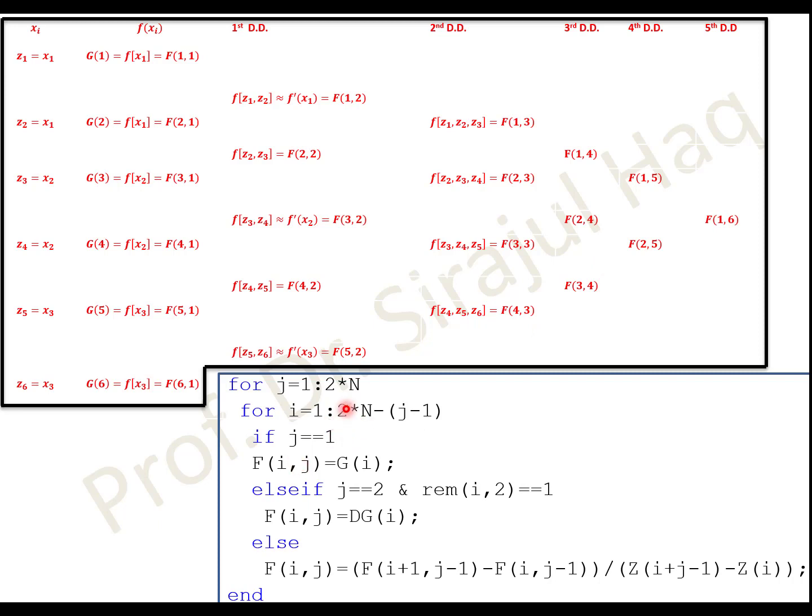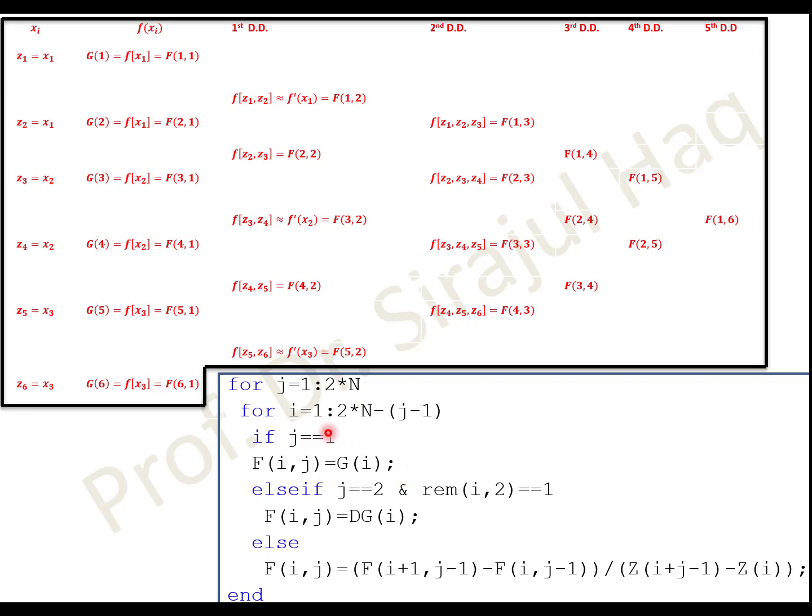Similar as the previous, but I replaced the total number of points this time as 2n, not n. That's the reason you can see this figure is different from the previous case. And similarly, this is different from the previous case. j is equal to 1. This generates this column for you.